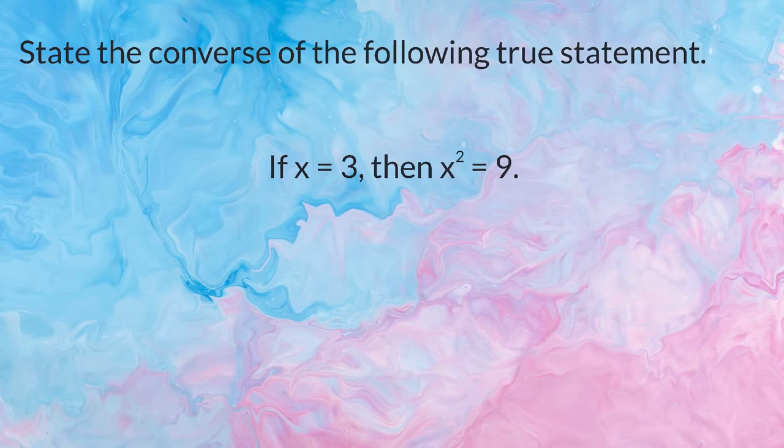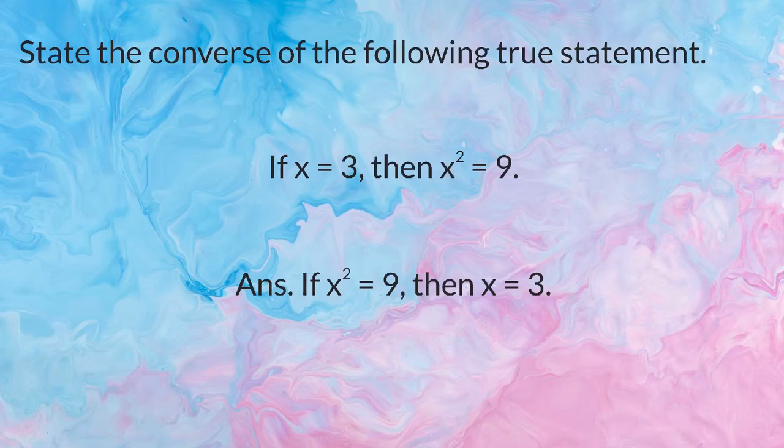For example, state the converse of the following true statement. If x is 3, then the square of x is 9. The converse is if the square of x is 9, then x is 3. The converse of this particular statement is false because x can be -3.